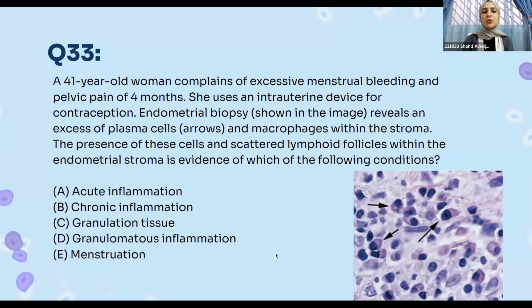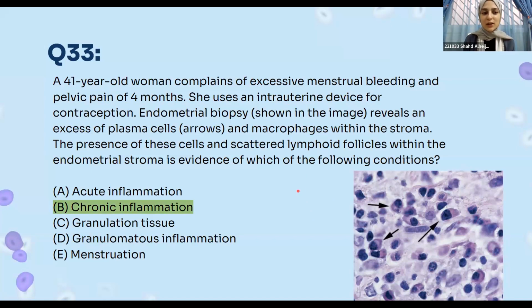A 41-year-old woman complains of excessive menstrual bleeding and pelvic pain of 4 months. She uses an intrauterine device for contraception. Endometrial biopsy shown in the image reveals an excess of plasma cells and macrophages within the stroma. The presence of these cells and scattered lymphoid follicles within the endometrial stroma is evidence of which of the following conditions? We got a few B's. Okay, so everyone answered B, which is the correct answer.